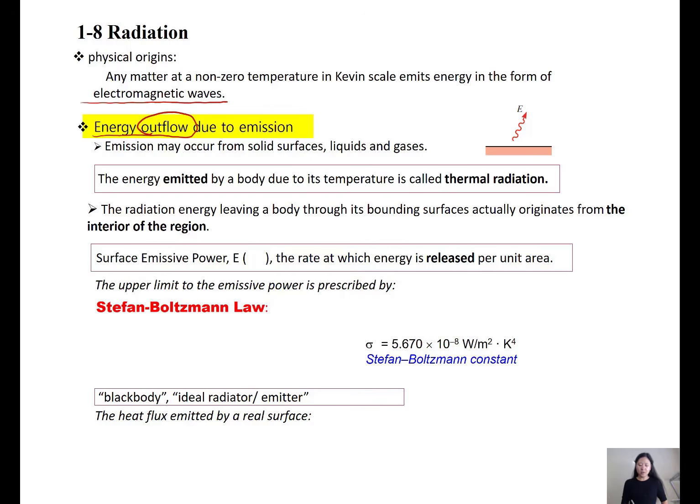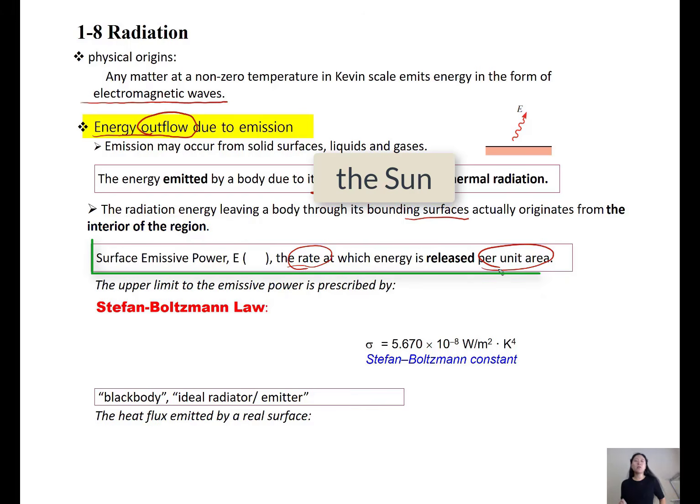Energy emitted due to its temperature is called thermal radiation. So thermal radiation leaving a body through its surfaces actually originates from the interior of the region. For example, the sun releases thermal energy, but it originates from the nuclear fusion in the sun. Surface emissive power is the rate at which energy is released per unit area. So you know the unit of surface emissive power should be the same as the unit of heat flux.